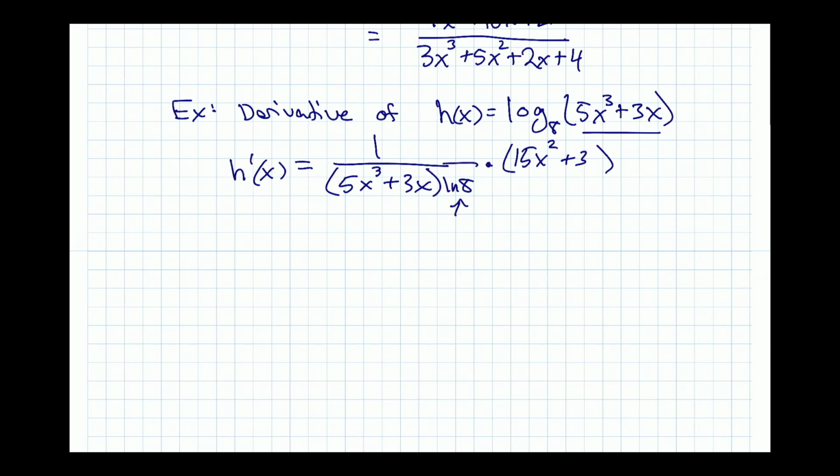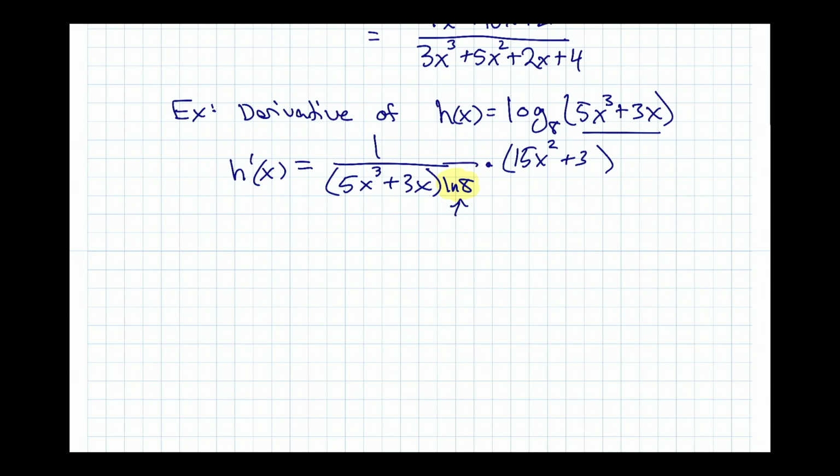So it's pretty straightforward. The main thing, again, is just making sure that you understand where that natural log 8 is supposed to go, right? Specifically, you need those parentheses around the 5x cubed plus 3x. Otherwise, you'll be making a mistake.